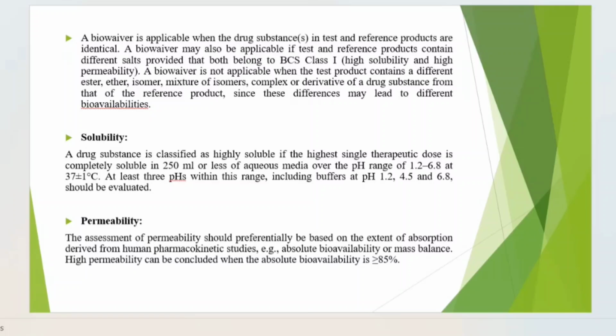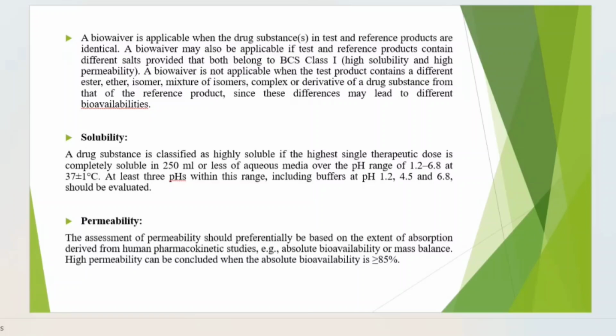अभी 1.2 to 6.8 क्यों लिया है, क्योंकि हमारा वो बायोलॉजिकल जो फ्लूइड है, मतलब 1.2 is very much similar to the stomach acid, acidic fluid है. उसके बाद है 4.5 which is somewhat to the intestine, then 6.8 is the large intestine. So in this way, these pHs are dependent on our biological fluid pH. At least 3 pH within this range, including buffers at pH 1.2, 4.5 and 6.8 should be evaluated.